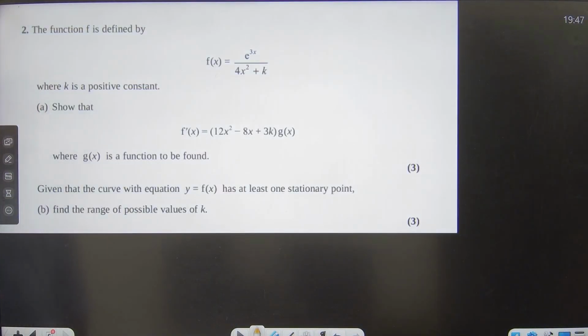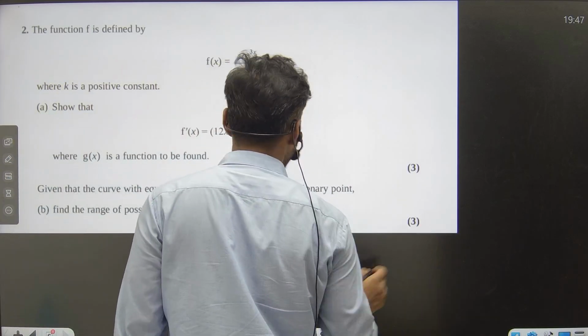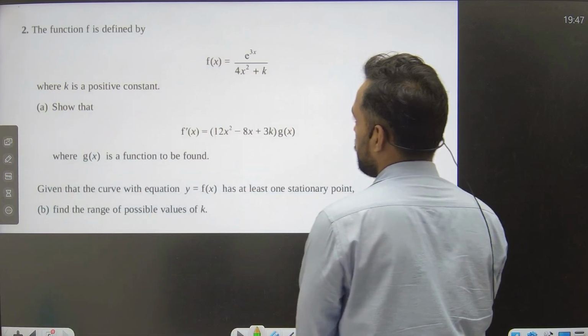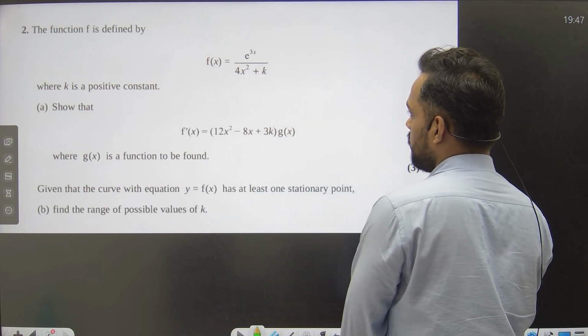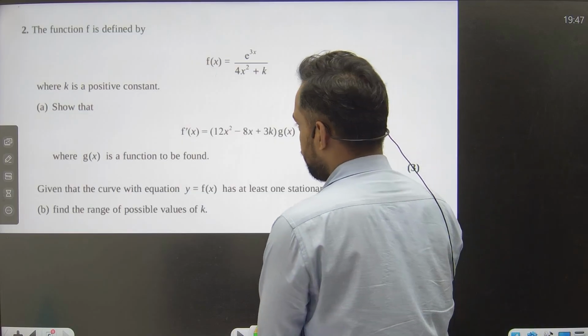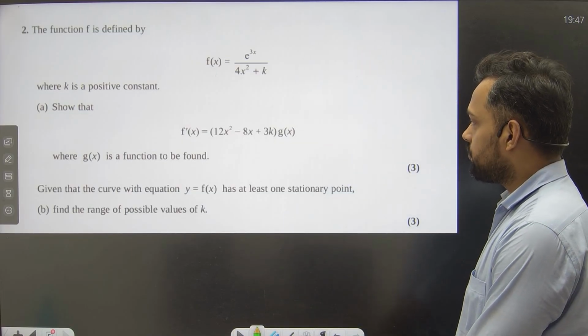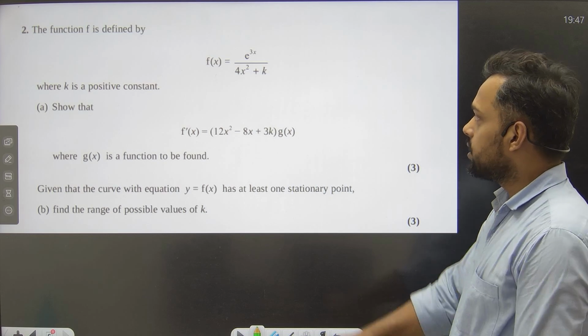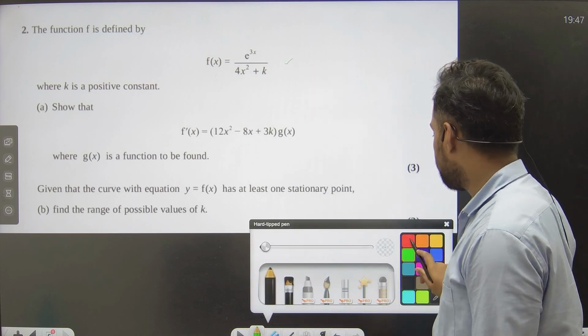Now come to the next question, students. The function f is defined by f(x) equals e to the power 3x upon 4x squared plus k, where k is a positive constant. Show that f prime of x is equal to 12x squared minus 8x plus 3k, times g(x). This is the function which they have given.